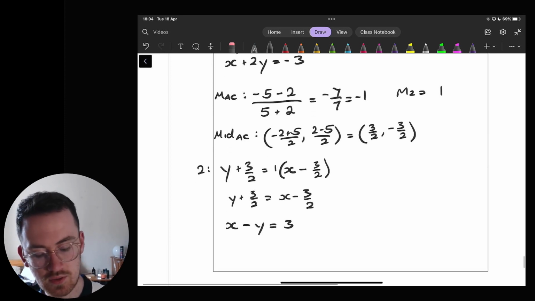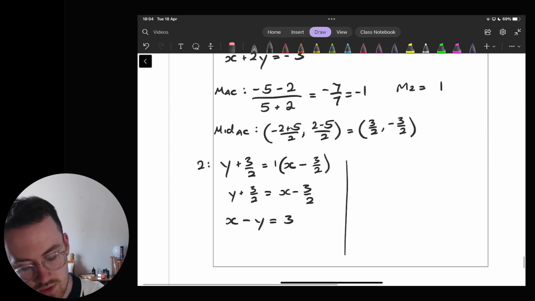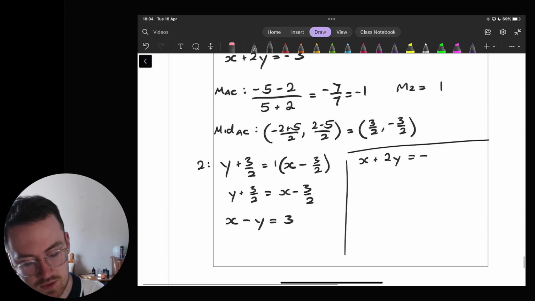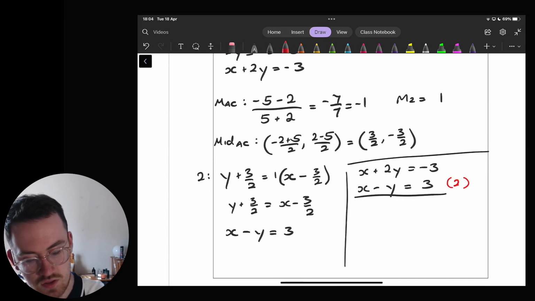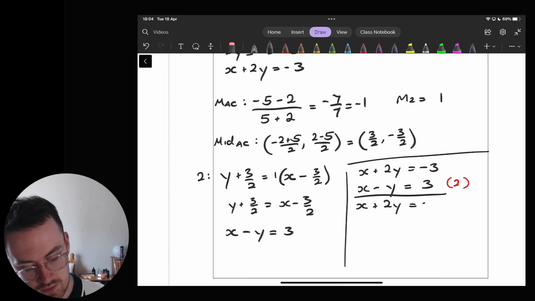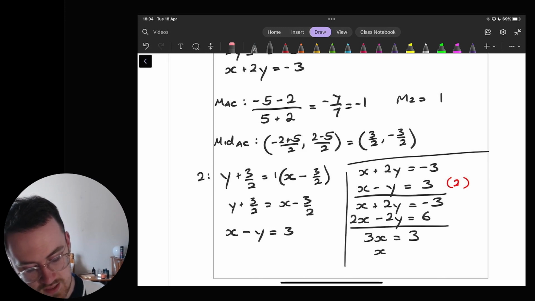Okay, so we have our two equations now. So doing those then as a simultaneous equation here. We have x plus 2y is equal to minus 3, and x minus y is equal to 3. So we'll multiply this one by 2. So we get x plus 2y equals minus 3, 2x minus 2y is equal to 6. So we get 3x is equal to 3. x is equal to 1.